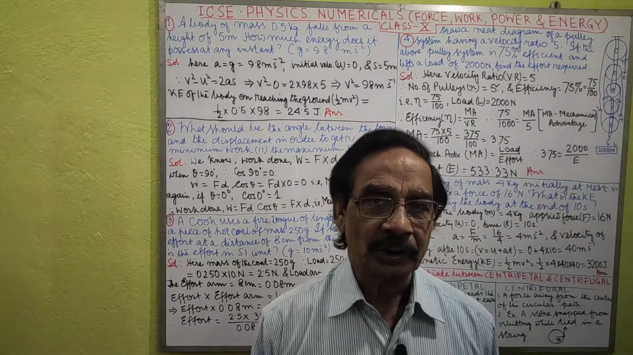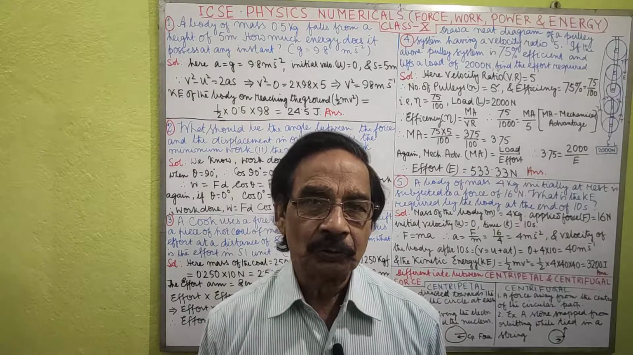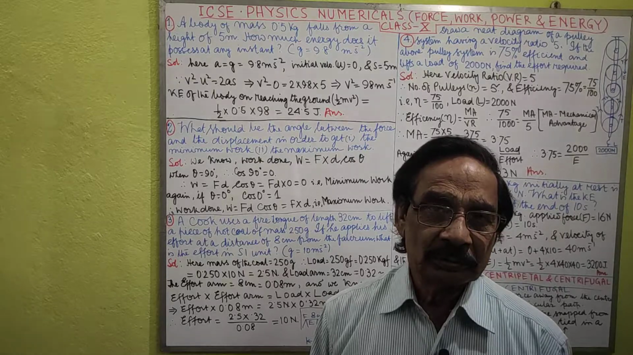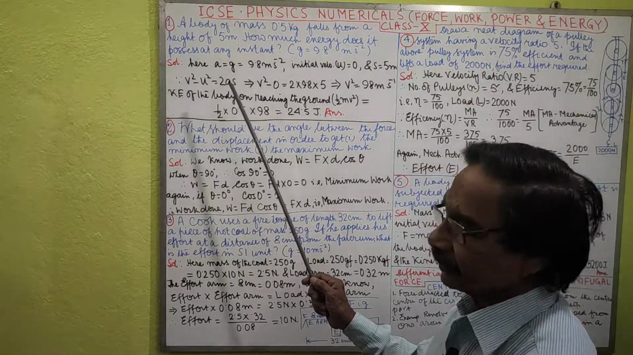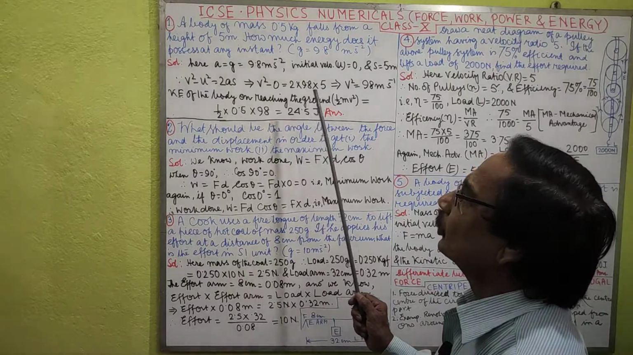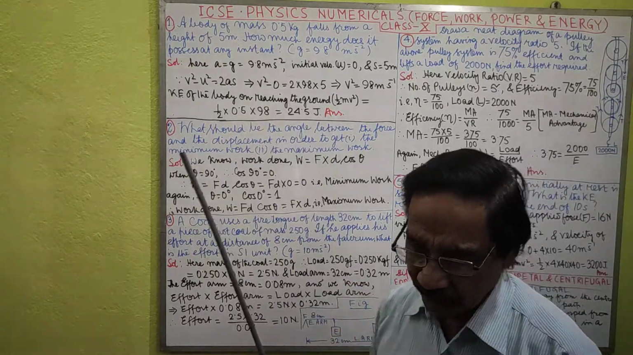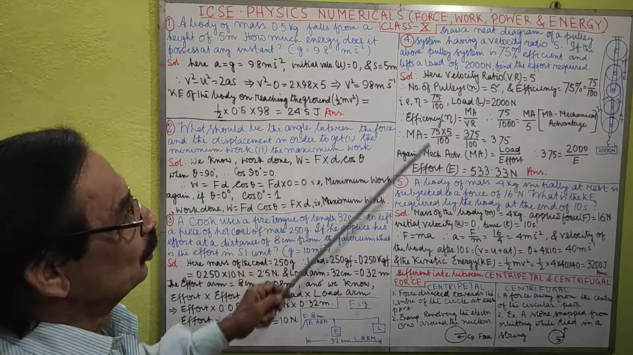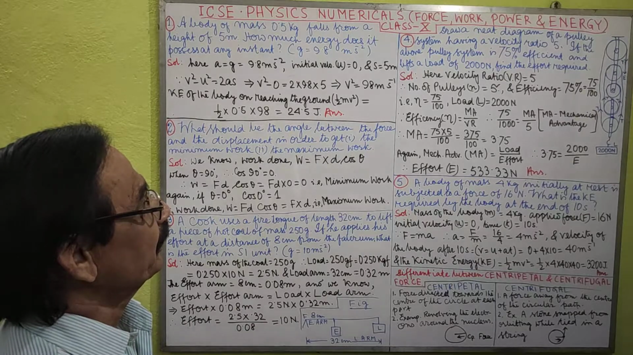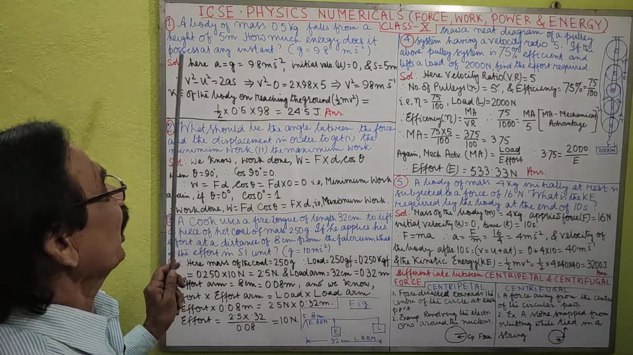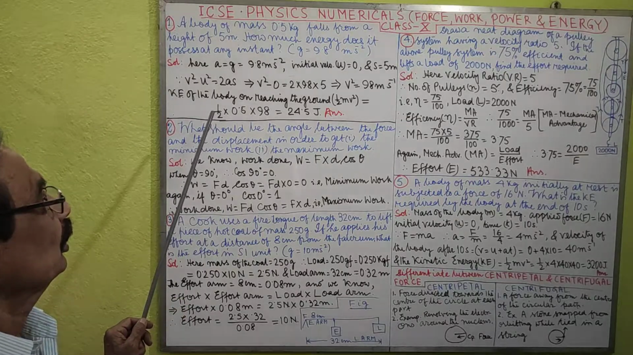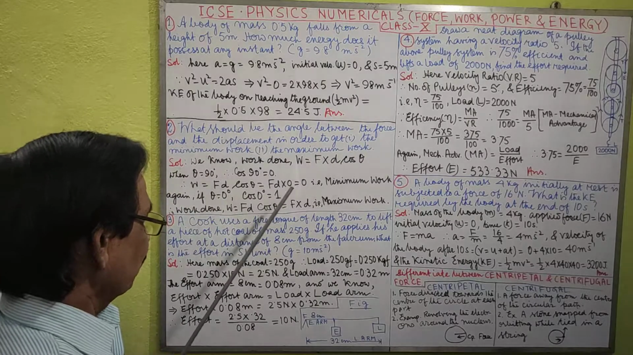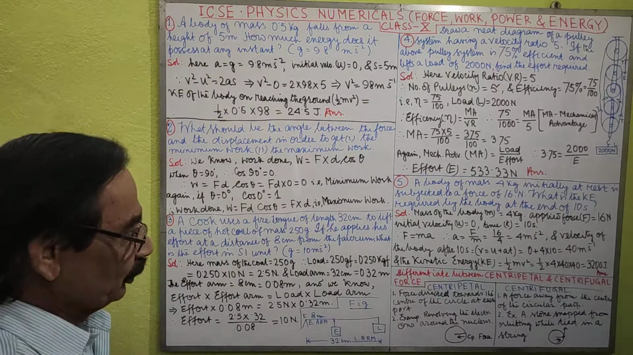This is Dev's Academy. Today we will learn 5 different sums or numericals from ICSE Physics. This is from the chapter Force, Work, Power and Energy. Very important sums have been done for you. The numericals are very easy, at the same time very important.